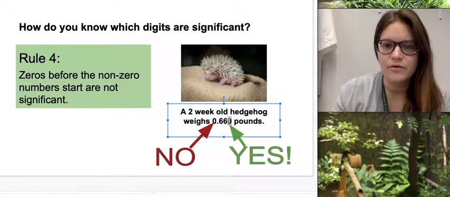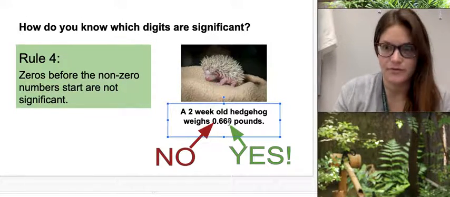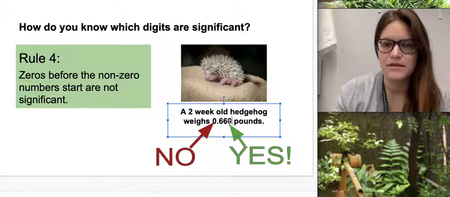Whereas this 0, it's only there to show that it's exactly 0.660 pounds. It wouldn't be there unless it was, in fact, significant, so it does get counted.